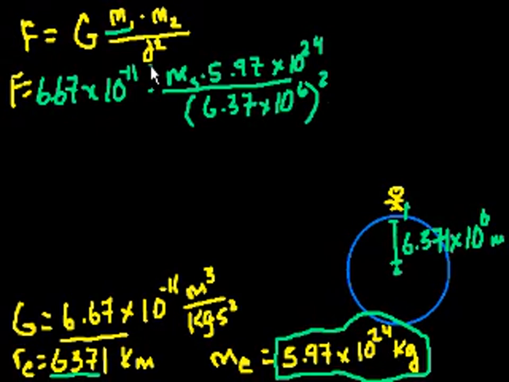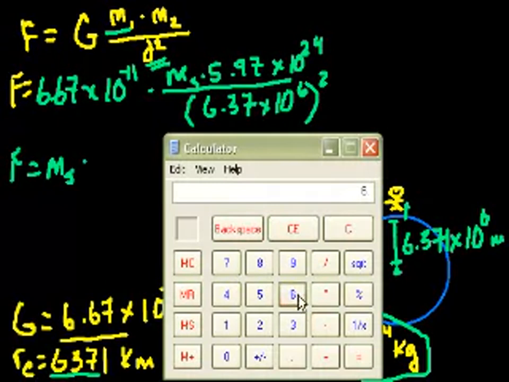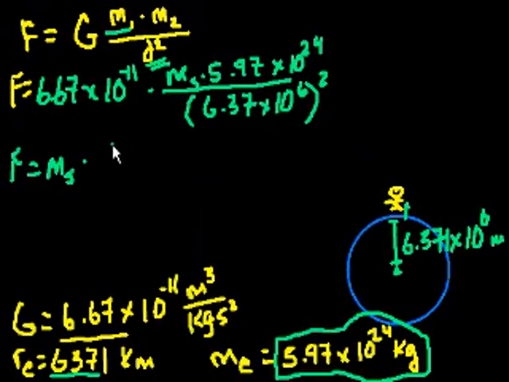And we've got to square that. Remember, it's a distance squared. So let's see if we can simplify this a little bit. Let's just multiply those top numbers first. So the force is equal to, let's bring the variable out, mass of Sal, times, let's do this top part: 6.67 times 5.97 is equal to 39.82. I just multiplied this times this, and I have to multiply the tens.